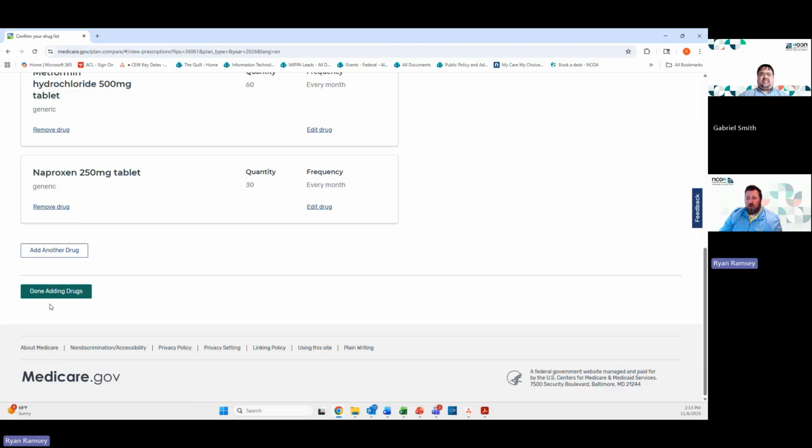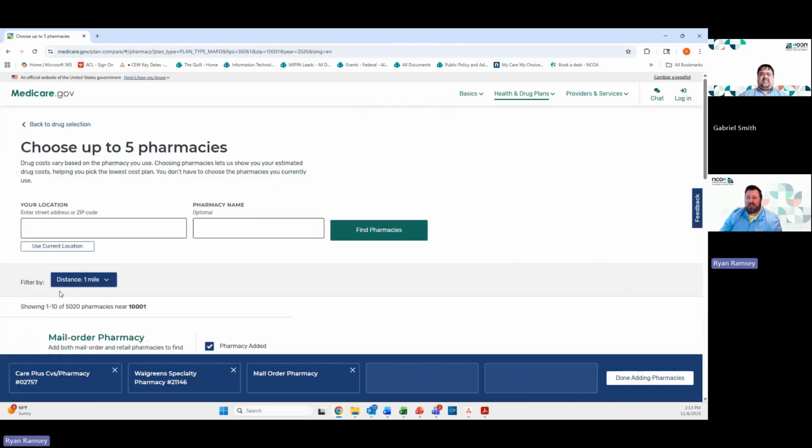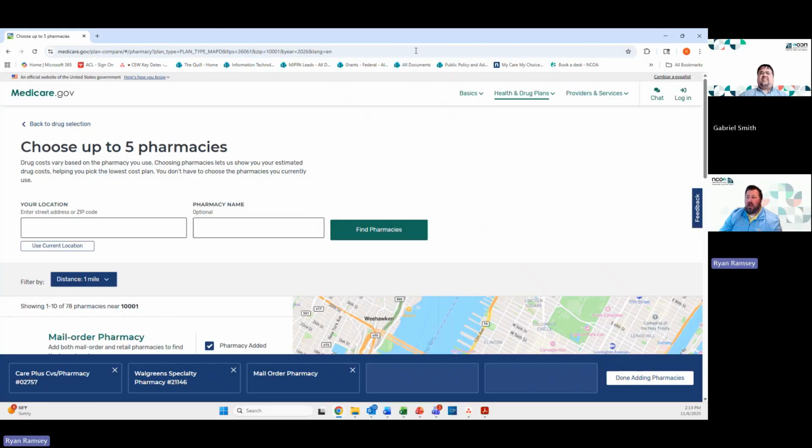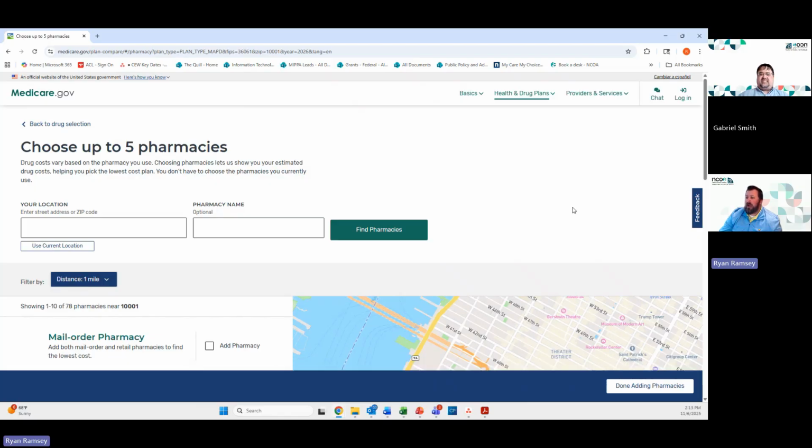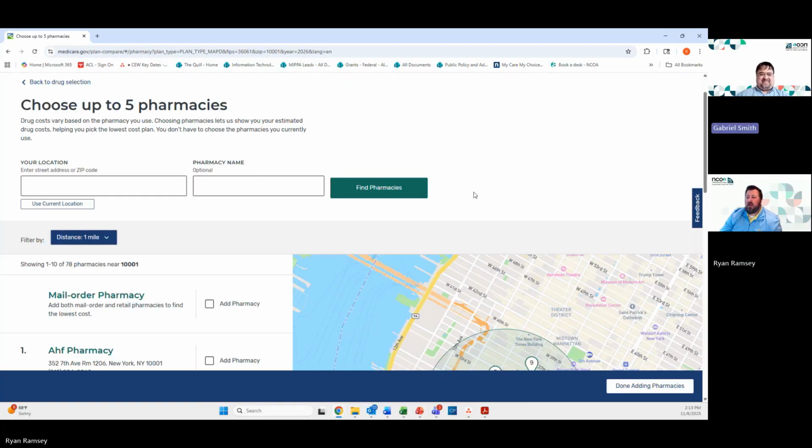But like I said, once we've entered in all of our medications, we're going to hit done adding drugs, and it's going to take us to our pharmacies. It's going to allow us to add up to 5 pharmacies that we want throughout here. It does give you the ability to enter in a street address or a zip code and the pharmacy name. But Gabe, what is their primary or preferred pharmacy? CVS. All right.